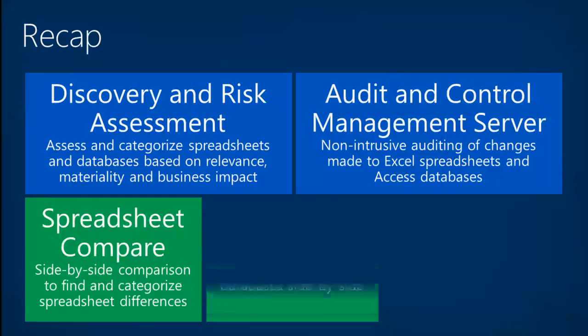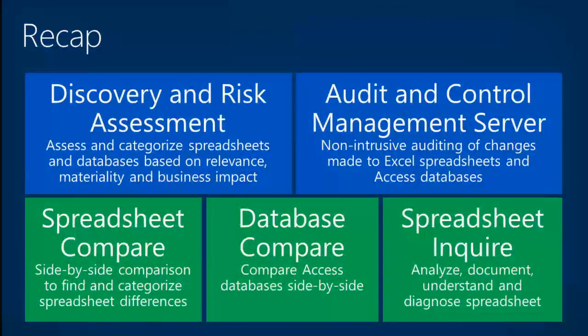Just want to really recap where we are. So again, these are the new tools. The ones in blue there are the server tools, which are going to be under the SharePoint server license, and they need the SharePoint eCAL to use those. And then the ones in green are the desktop tools, and these are included with Pro Plus, if you have Office Pro Plus. The Spreadsheet Compare, Database Compare, and Spreadsheet Inquire will be available. I'm not sure if you have access to Pro Plus at this point or not, but they were on time with the rest of Office.